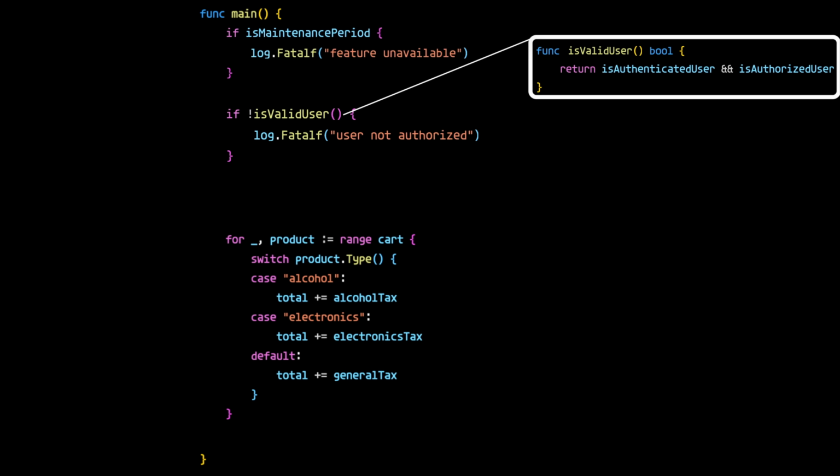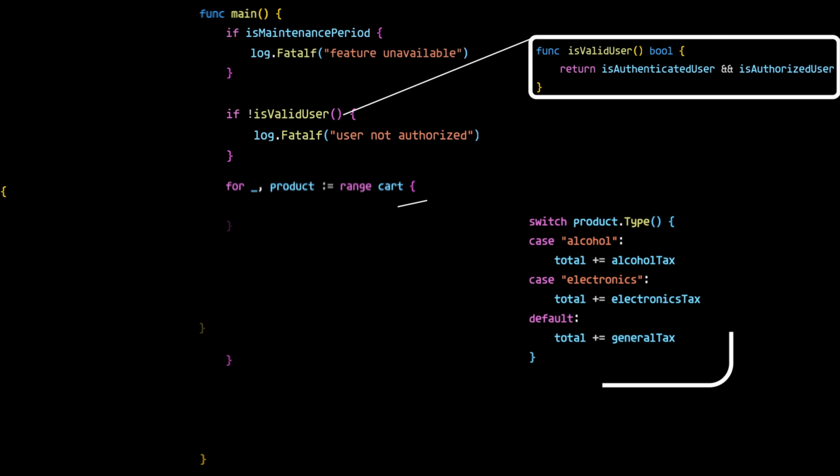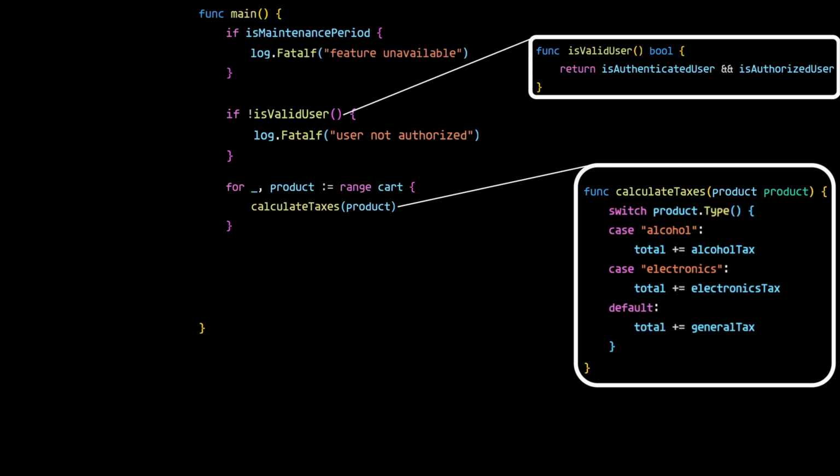Lastly, we can extract this entire switch statement here into its own function. Now, what we've done here is we've made it so that the reader of our code can get a summary of the overall functionality by just glancing at the main function. That is, the reader can now easily see that this code simply calculates the taxes of the user's shopping cart if it's not a maintenance period and if the user is an authorized user. But that very simple top-level functionality was difficult to determine or understand when the code looked like this.